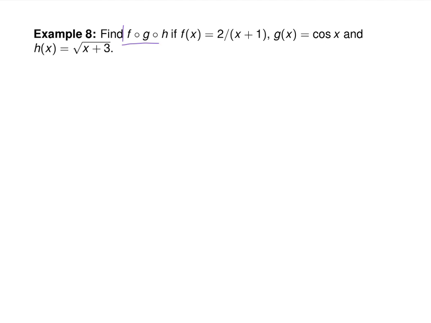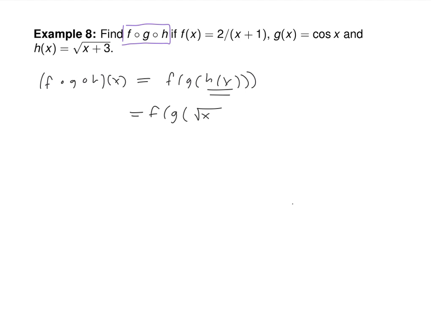So this one is a composition of 3 functions. So f of g of h. Lots of parentheses. Anybody a CS person where you have to be careful about closing parentheses? Yeah. So first you put in h. What is h? Great. And then in which function does root x plus 3 go? G. So that becomes f of cosine of root x plus 3.